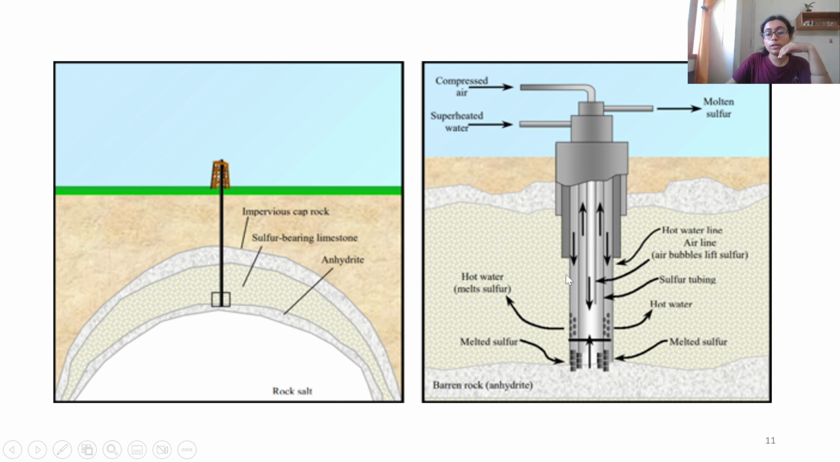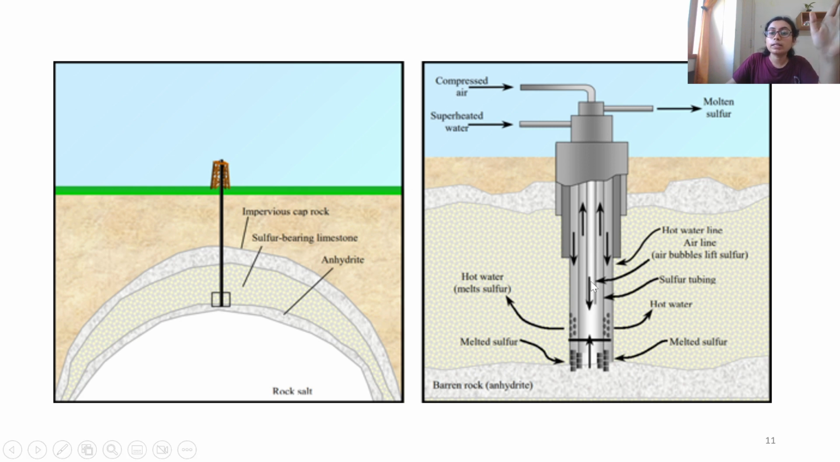Liquid, superheated water at around 165 degrees centigrade will be pumped in. That temperature will melt the elemental sulfur present in this layer. Here is the barren rock anhydride, the non-porous layer, and this is the sulfur layer. Here the sulfur will be melted, but the molten sulfur is not light enough to rise up automatically, so we need to apply some force to raise it.